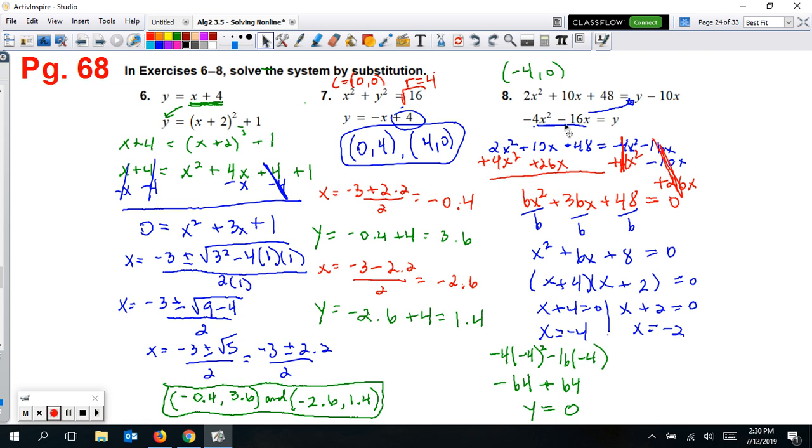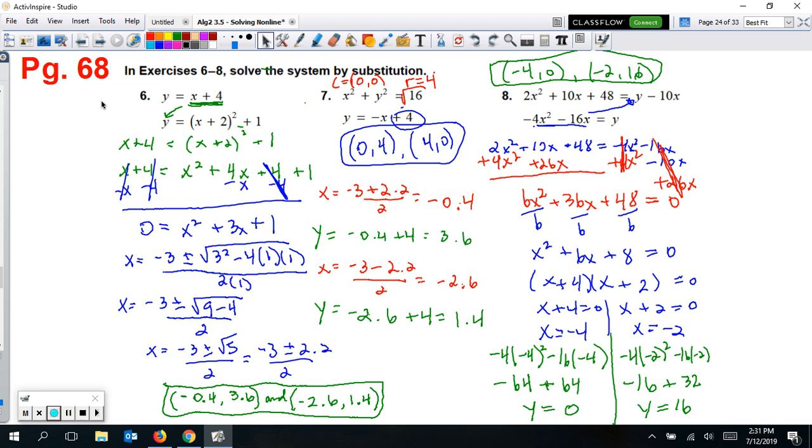Now if we plug negative 2 into that same second equation, starting with negative 4 times the x number on this one, which is negative 2, we're going to do negative 2 squared, which is 4. So positive 4 times negative 4 is negative 16. And then negative 16 times the x number, negative 2, makes positive 32. So we're going to get negative 16 plus 32, which is positive 16 for the y. So our other answer is x is negative 2, y is 16. And there's our second ordered pair. Those two ordered pairs are the answers, the intersecting points of this system.